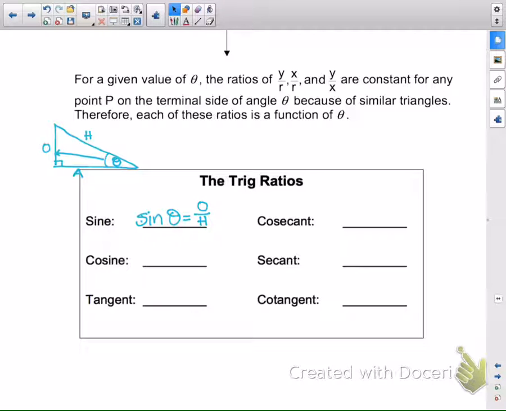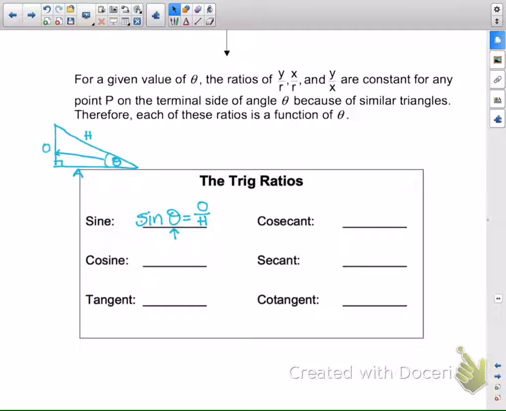And I want you to write that whole equation there. A lot of us are just used to writing sine equals O over H. There is always an angle in here, okay? That's going to be our degree or our radian, depending on what we're talking about. So you always need to have that angle in there.